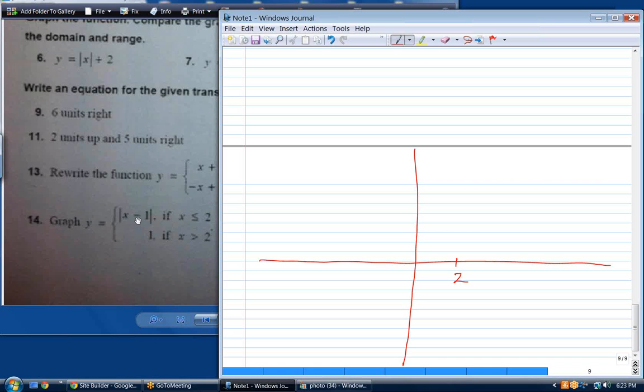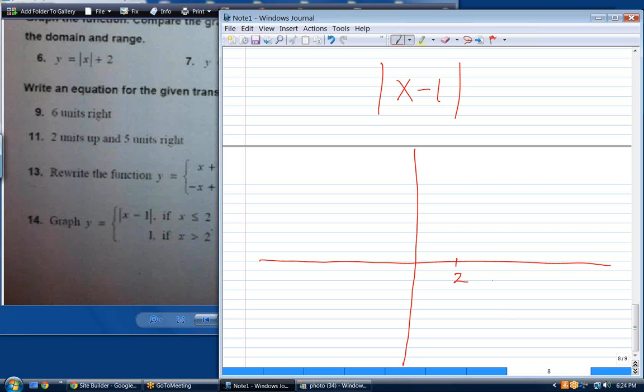So the trick here is to plot the entire thing, x minus 1. Let's plot that. How do I plot that? Go down 1? No, it's inside the absolute value markers. Oh, go right 1. Okay.